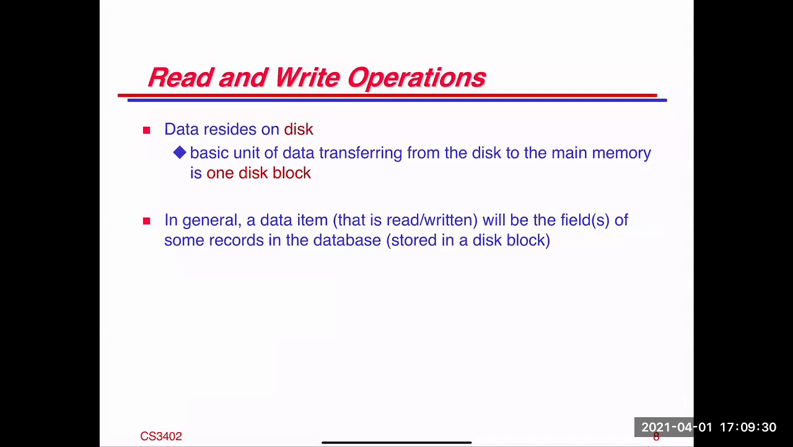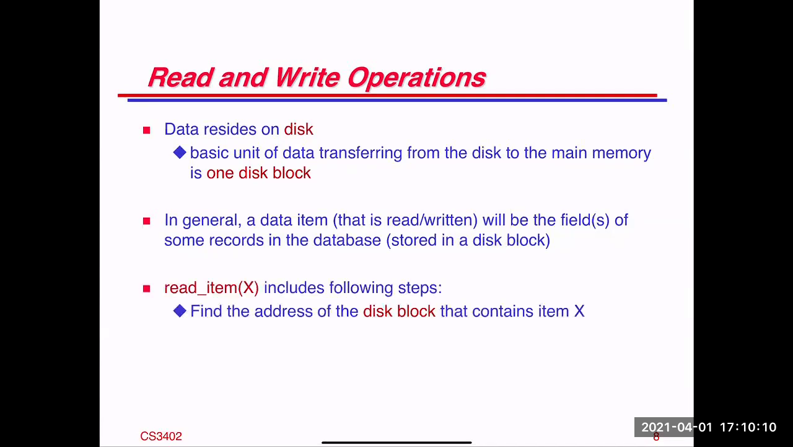So before going into more details about how transactions are scheduled, let's first take a step back and clarify what we mean by a read or a write operation. You might recall that I already mentioned that, of course, the data resides on disk, and the basic unit of transferring from the disk to the main memory is one disk block. In general, we're not really specific about what we mean by a data item that is read or written. It could be the field of some record. It could also be the whole record itself. But the point is it has to be stored in a disk block.